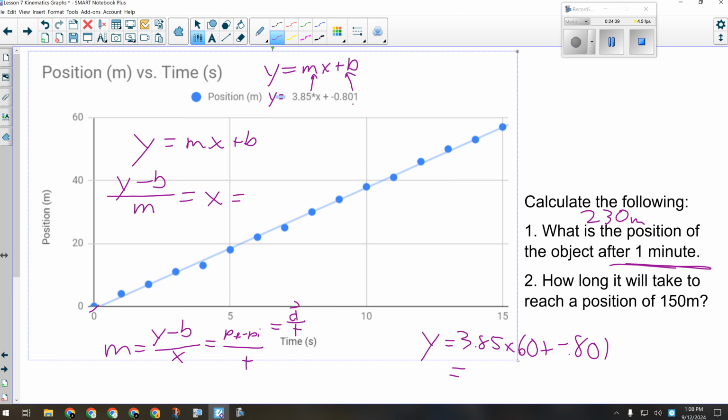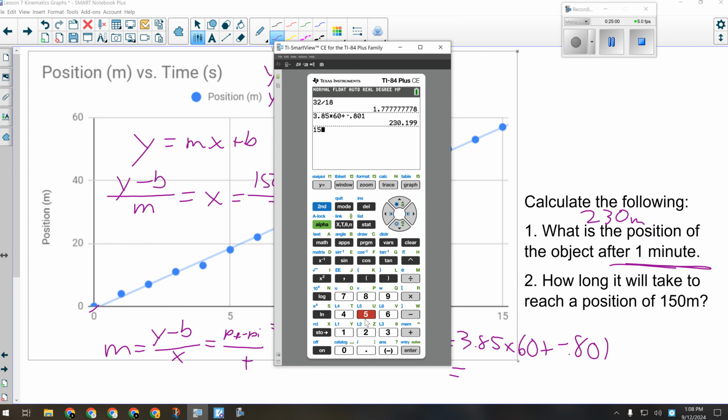So 150, that's the y value they gave me, minus negative 0.801, that was my y-intercept, divided by the velocity. So here's displacement divided by v. D over v equals t. That will be 150 plus 0.801, divided by 3.85. All right, that's going to take 39 seconds.